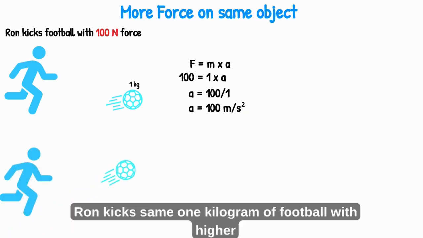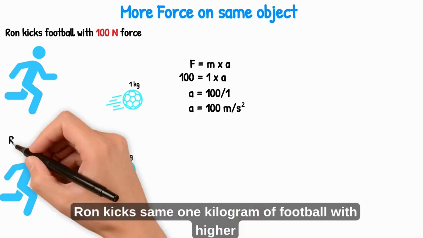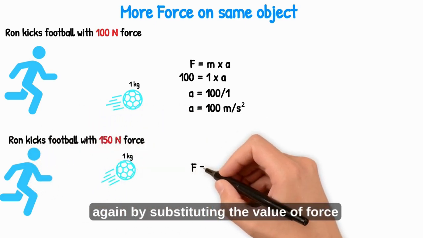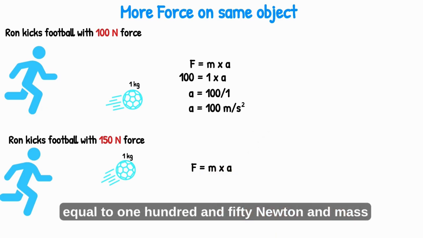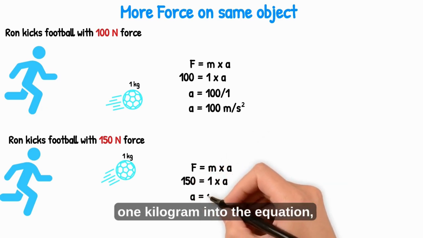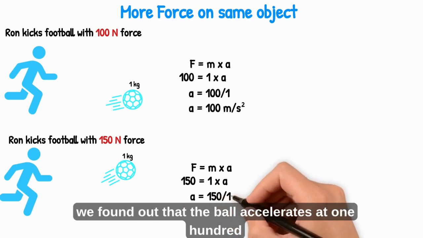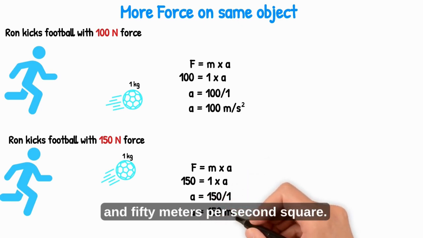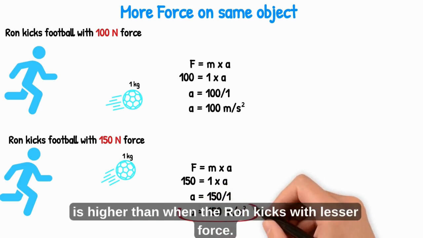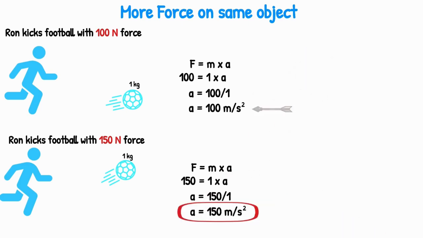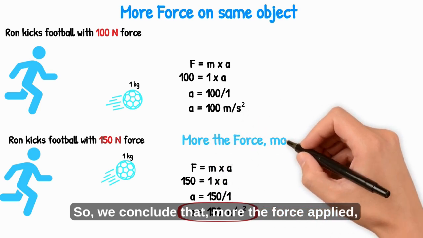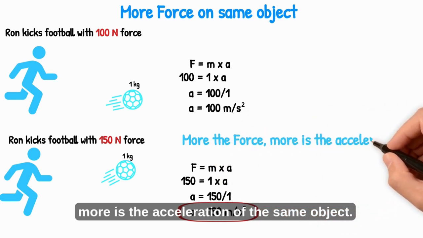In the second case, Ron kicks the same 1 kilogram football with a higher force of 150 Newton. So, again by substituting the value of force equal to 150 Newton and mass 1 kilogram into the equation, we found out that the ball accelerates at 150 meters per second square. This acceleration is higher than when Ron kicks with lesser force. So, we conclude that, the more the force applied, the more is the acceleration of the same object.